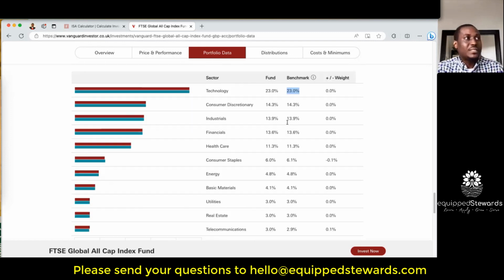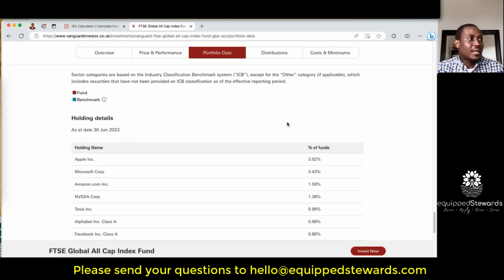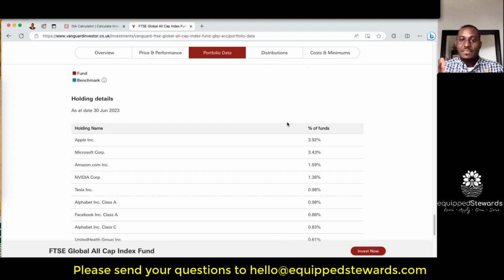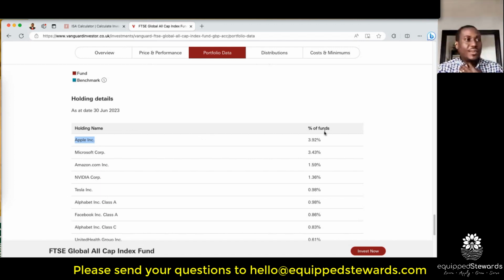So it's just representative of the global stock market. Then if you want to look at the specific companies that they are invested in, for this particular fund, 3.9% of the fund is invested in Apple. So Apple is one of the $1 trillion companies in the world, one of the largest companies. So 3.9% of the fund is invested in Apple. So if you buy the fund, you're already buying into Apple.